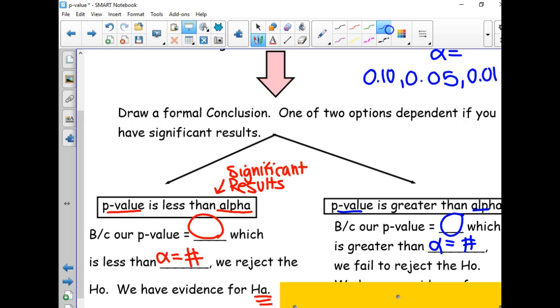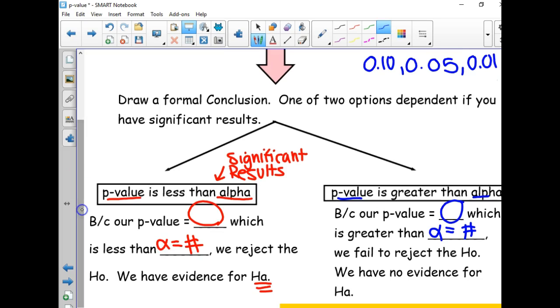We fail to reject H naught. We have no evidence for HA. And I do want you to write HA again in context. What is the situation of HA? HA is your suspicion. What was your suspicion? All right, let's practice this now in an actual example that we've been working on in class.